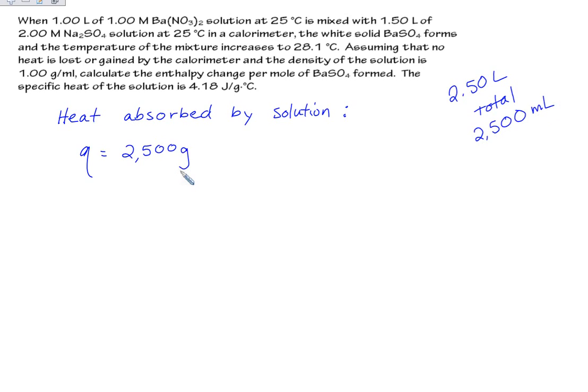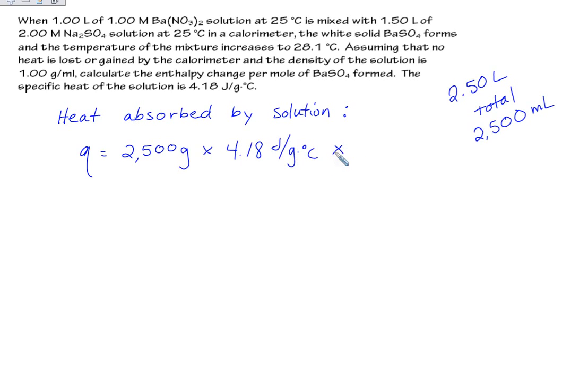And then the mass would be 2,500 grams. Another common mistake that people just overlook, they'll plug that in as 2.5. They're thinking along the right lines. The density is 1. It's 1 gram per milliliter. So we want to change that from liters to milliliters, and then we got the mass. Specific heat, we can use 4.18 joules per gram degree Celsius.